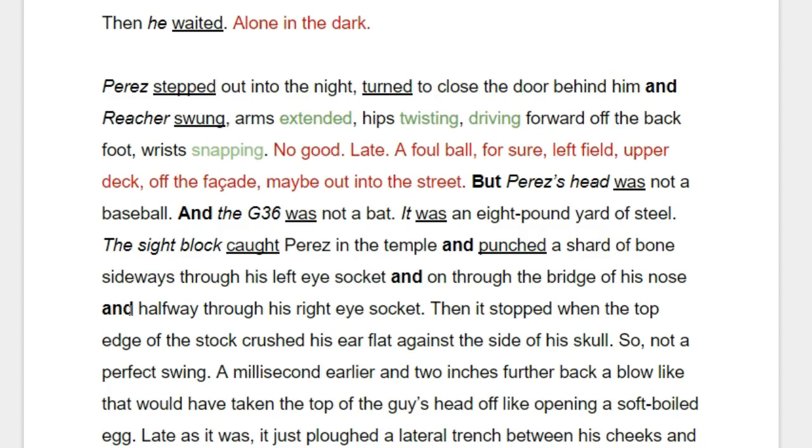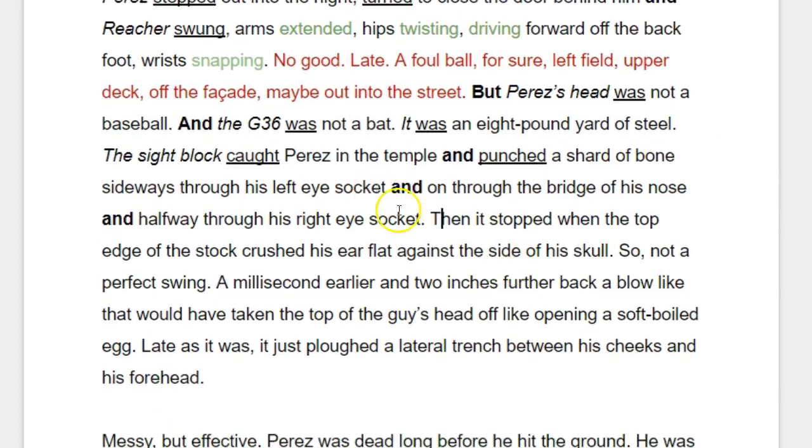I think it's because he's, again, like this sentence up here, saying these things happen in the same moment. There's no interruption, there's no break. That shard of bone, it doesn't stop once it's left his eye socket, and it doesn't stop when it gets to the bridge of his nose, and it doesn't stop when it gets, well, it stops after it reaches halfway through his right eye socket. It's continuous. And the compound sentence, for me, very much reinforces that continuity. Then it stopped. So the full stop emphasises that then.